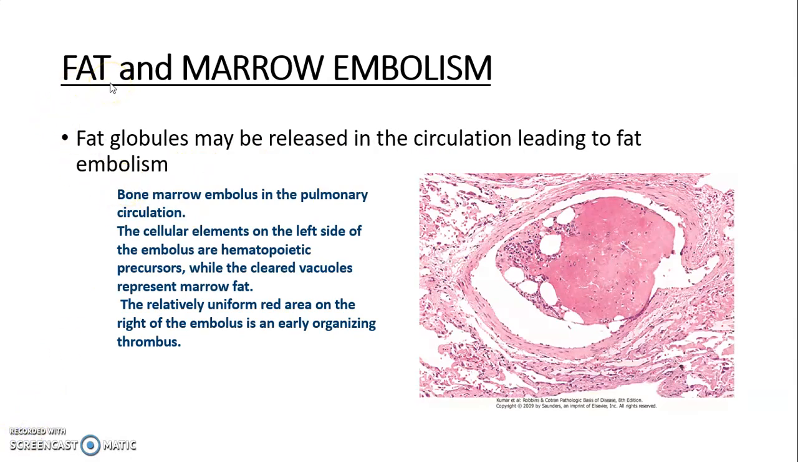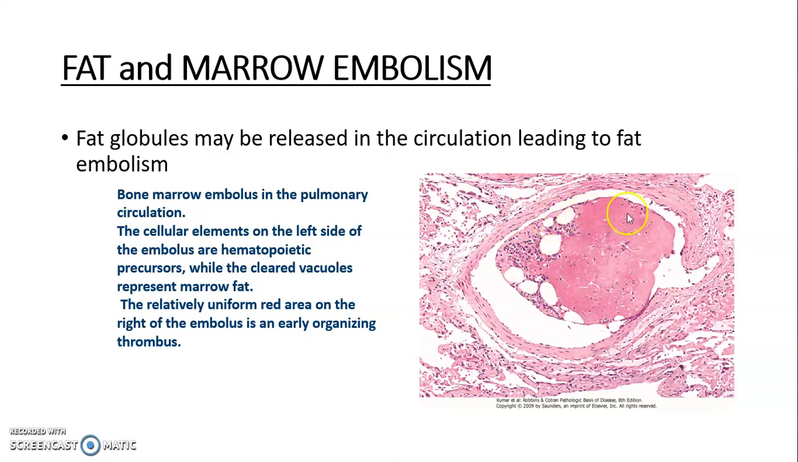Now, another embolism is fat and marrow embolism. The fat globules are released in the circulation, leading to fat embolism. This picture is showing presence of fat in the vessel. Bone marrow embolus in the pulmonary circulation. The cellular elements on the left side of the embolus are the hematopoietic precursors, with cleared vacuoles representing the marrow fat.